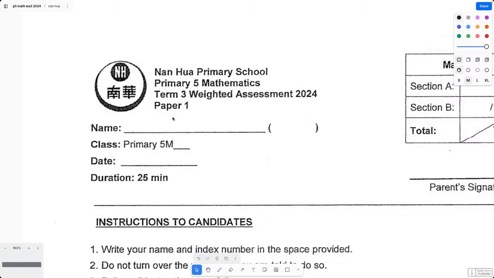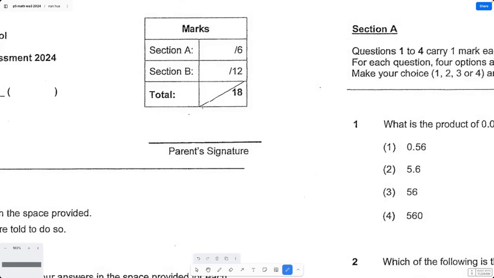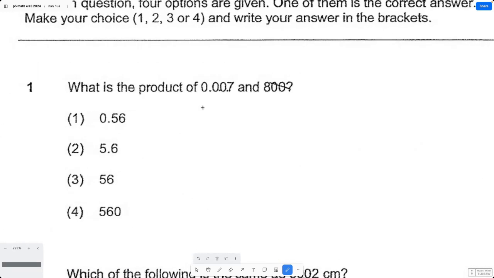In this video, we're going to go through the Nanhua Primary School Primary 5 Math Term 3 Weighted Assessment 2024, and let's get started on the first question. Question 1: What is the product of 0.007 and 800?